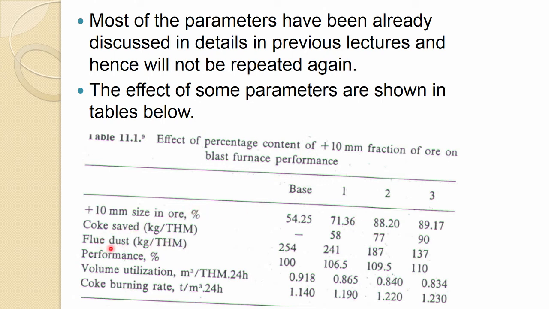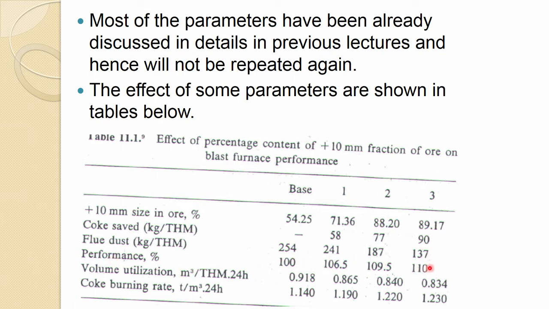Flue dust also, because you have already saved the coke and other things, and because you are having more plus 10 millimeter size, certainly flue dust is going to decrease. So it decreases, for 90% of plus 10 millimeter size ore, from 254 to 137, almost half, 45% or so, and that is a big reduction, and that is a good saving, especially in the gas cleaning system, electrostatic precipitator and other things.